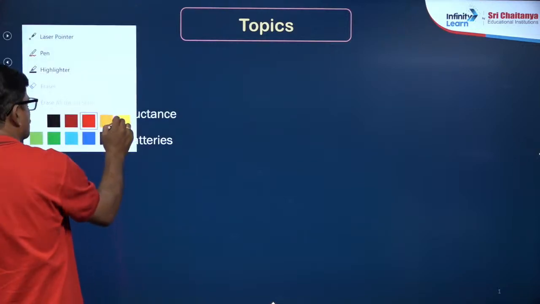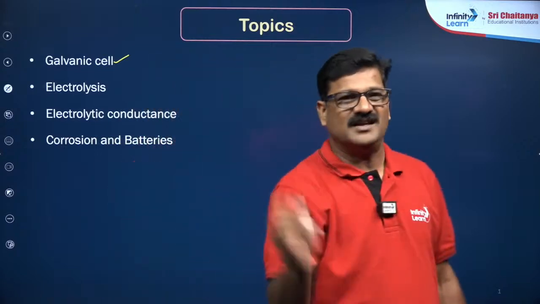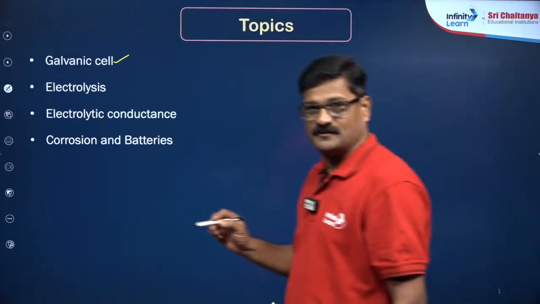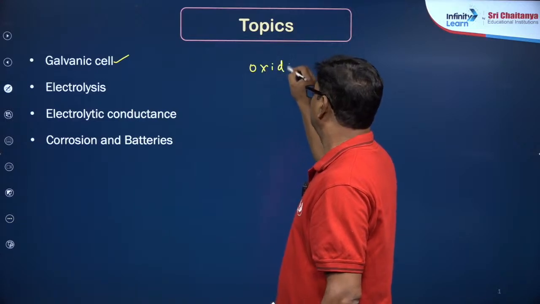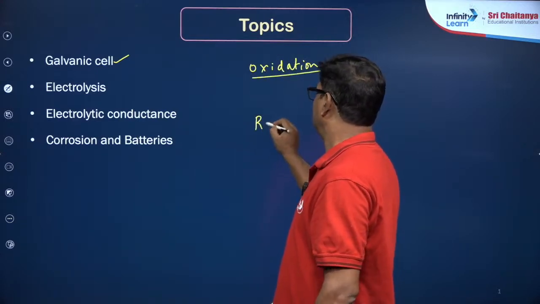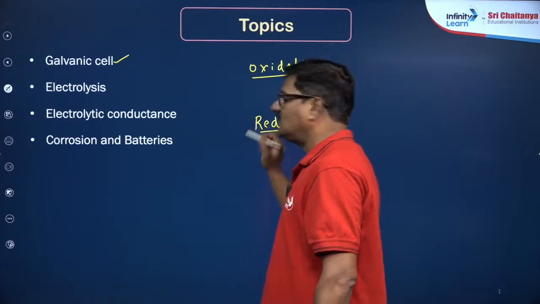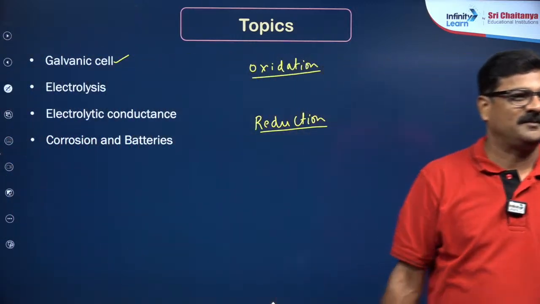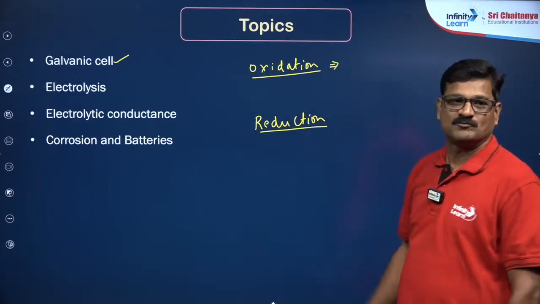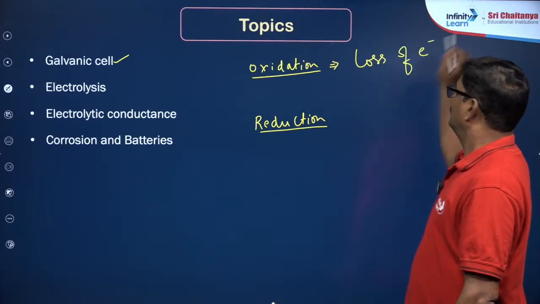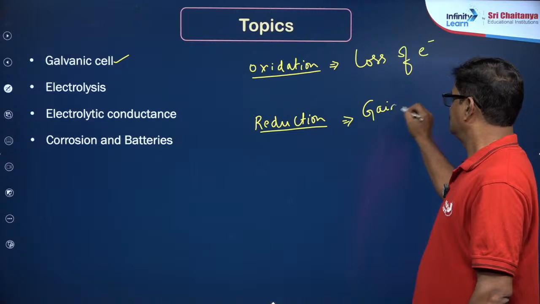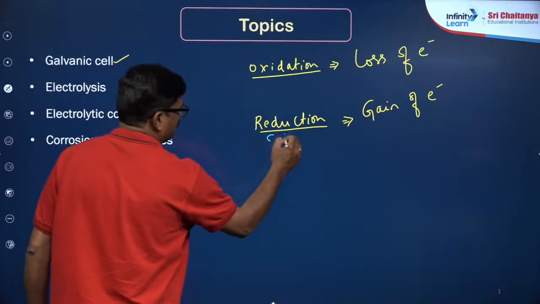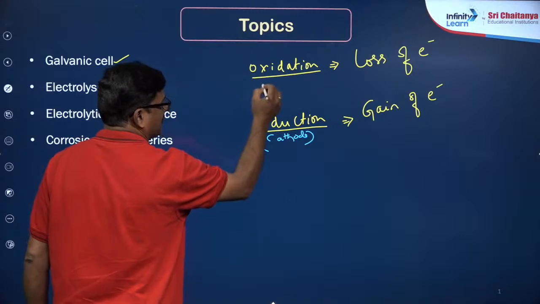But for those students who just joined, let us take a revision of the galvanic cell. What is the mantra we have before getting into electrochemistry? Simply oxidation and reduction. In terms of electrons, what is oxidation and what is reduction? Oxidation is loss of electrons. Reduction is gain of electrons. That's it. Reduction, a gain of electrons, happens at the cathode, and oxidation, a loss of electrons, happens at the anode. That's it.